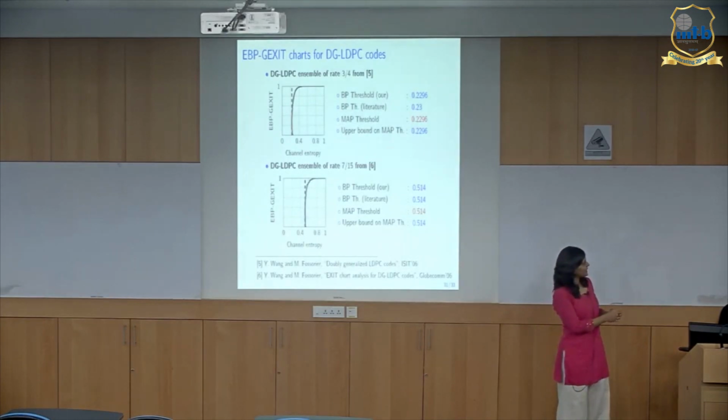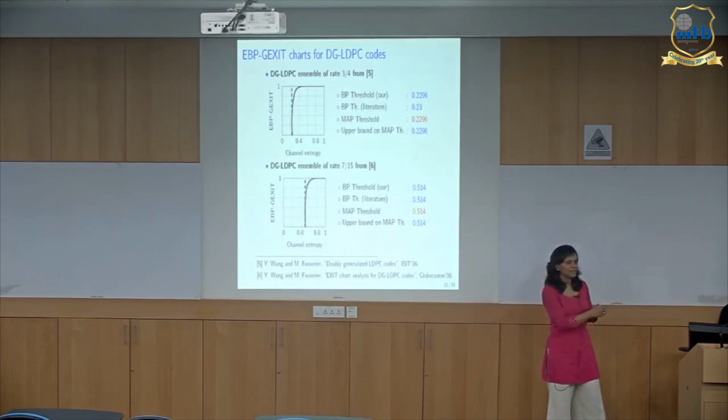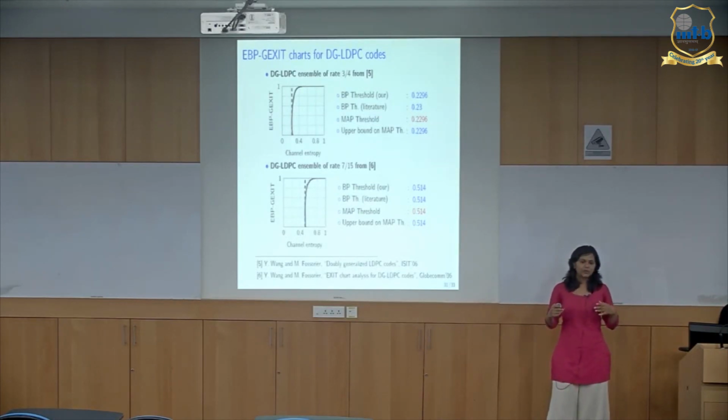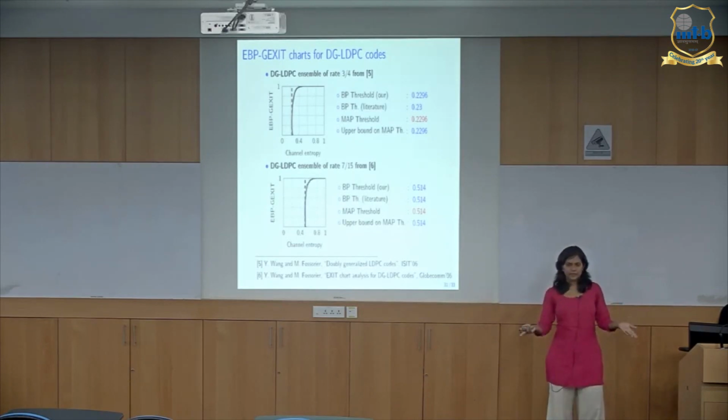Now for example, in this particular example we can see that the BP threshold and MAP threshold are the same. So the lower tail of my EBP exit curve is missing here. So it's not advisable to do spatial coupling for such codes. Our method will be like a precursor: should I go for spatial coupling, or should I spend effort doing spatial coupling or not? We get this answer before spending these efforts.